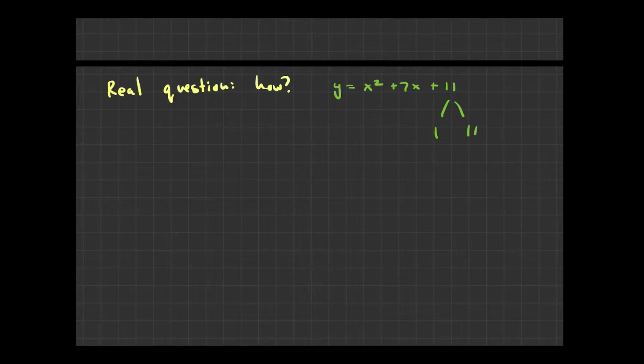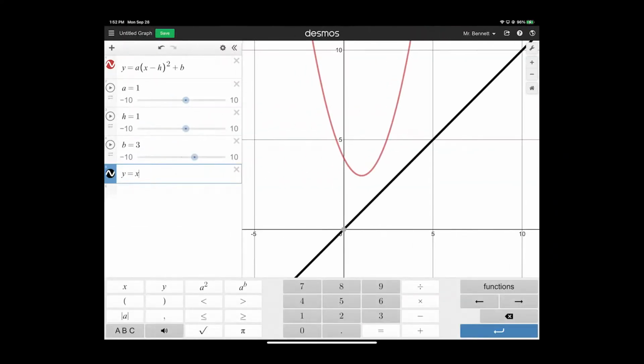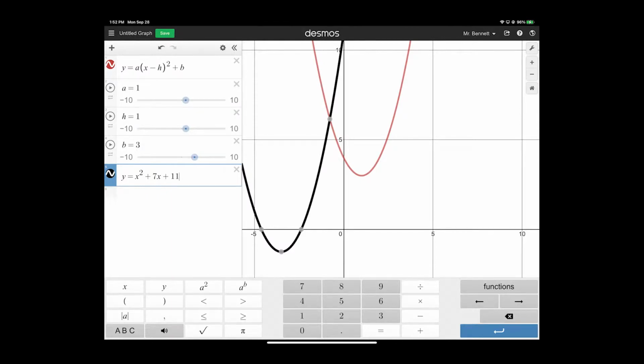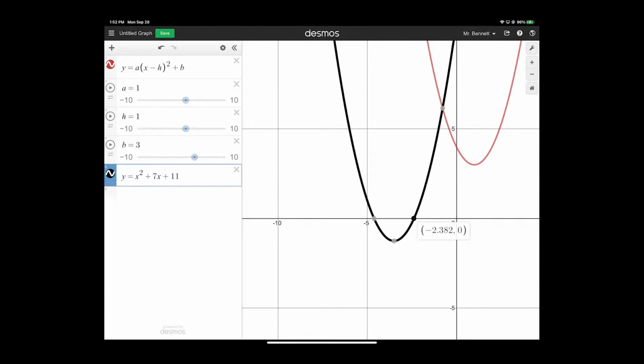Here's our problem, though. So take a look at this. So here's y equals x squared plus, what was it, 7x plus 11. Perfect. Thank you so much. Okay, so, uh-oh. It does have roots. Let's see what those roots are. Ooh. That's not very nice looking.